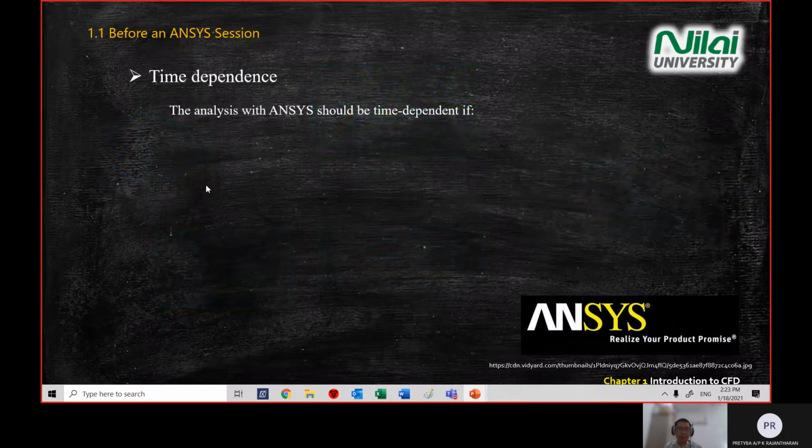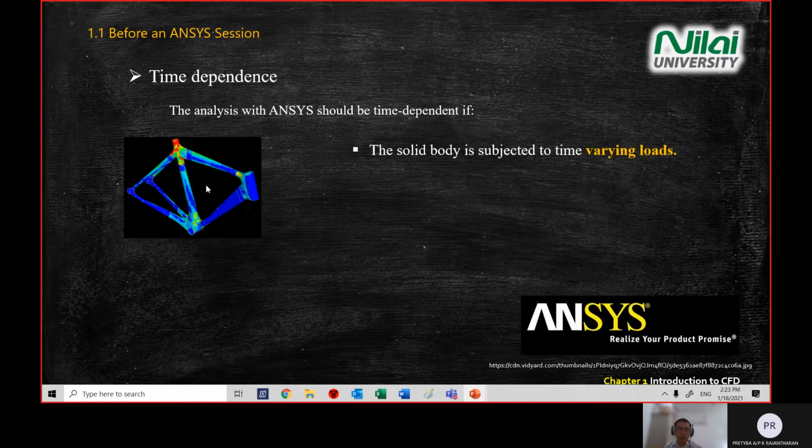What about time dependent? If your analysis changes, the result will change when you change the time. For example, if you simulate a structures analysis like the one you see on the screen here, you'll see that the loading or the reaction of the body is changed according to the time, then you need to consider a time-dependent analysis. Okay.